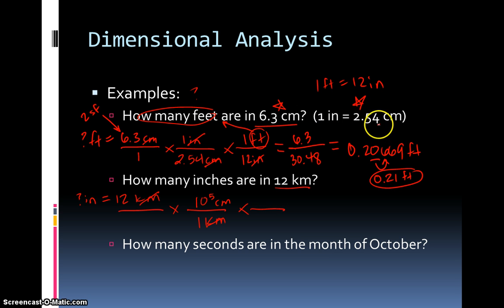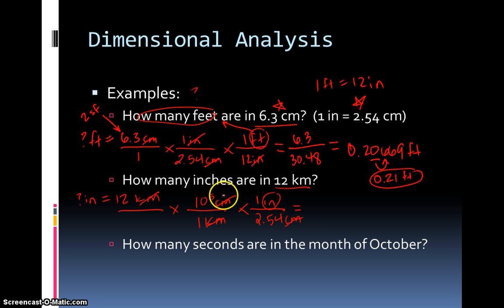So I'm out of kilometers, and I'm into centimeters, which means with my next conversion factor, I can use this guy up here. I can use 1 inch equals 2.54 centimeters. Because my centimeters are on the top, my 2.54 centimeters must go on the bottom to cancel. And that leaves me with 1 inch on top. So my centimeters cancel. I'm left with inches, which is the unit that I want, so I can go ahead and do the math.